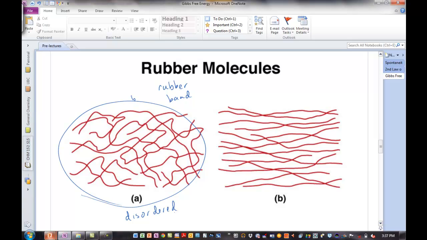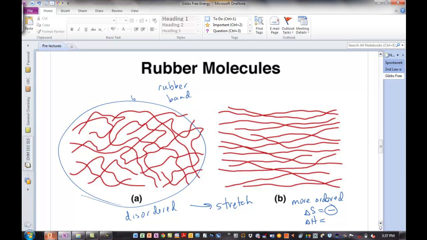Okay? Then take that rubber band and stretch it out. So stretch. And what we're going to cause to happen is all those rubber molecules are going to align with one another. Okay? So this is more ordered. So that is a decrease in entropy as we stretch out a rubber band. But what about delta H?